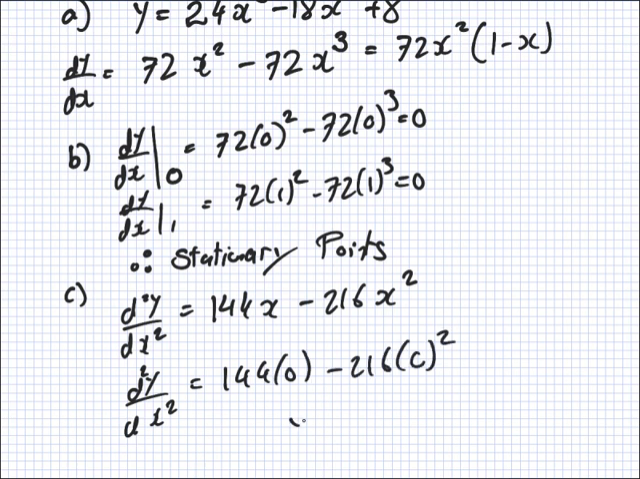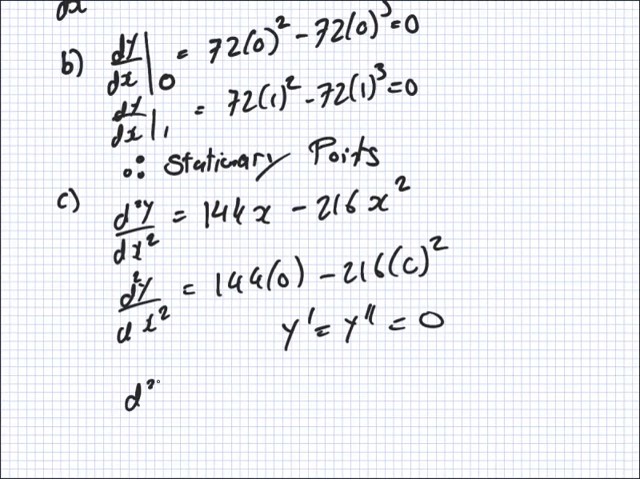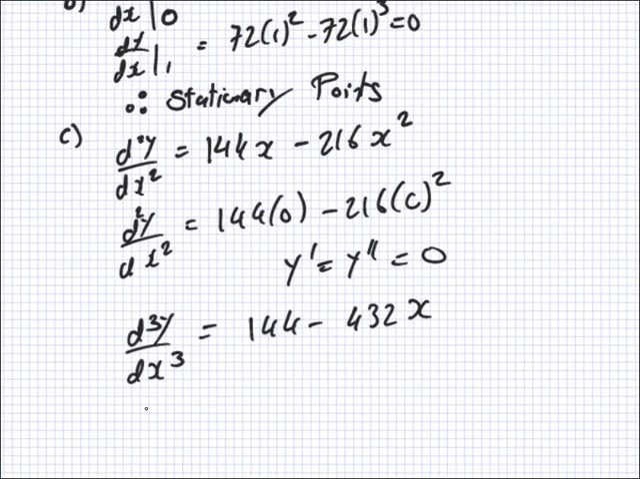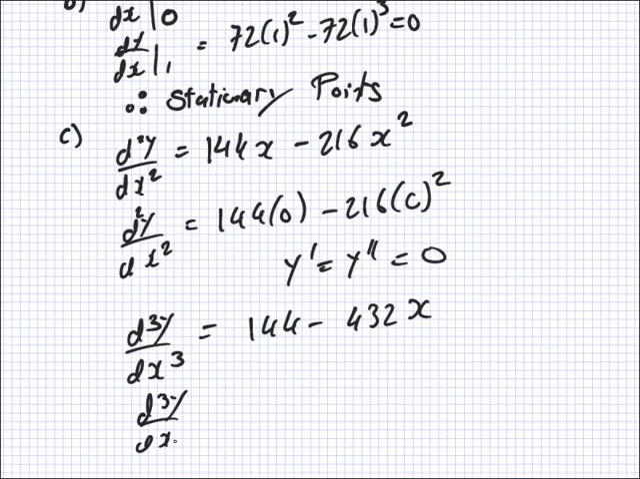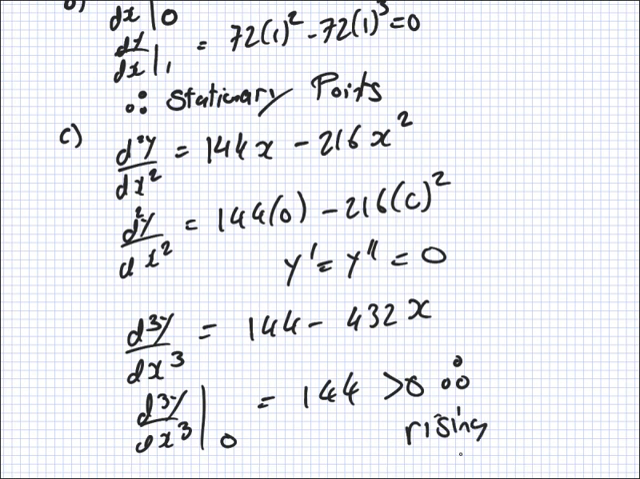So in situations where the first derivative and the second derivative are both 0, we need to have a look at the third derivative. So the third derivative here will be 144 minus 432x. Now, if you put in the third derivative at 0, you'll get 144, which is positive, which is therefore a rising inflection point.